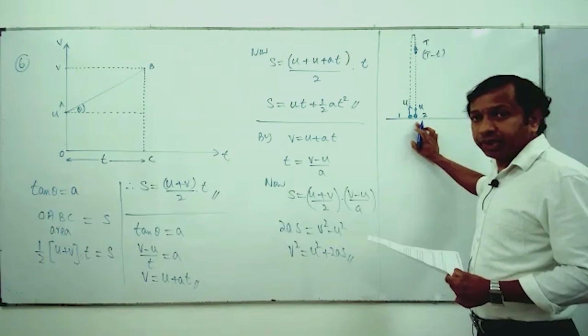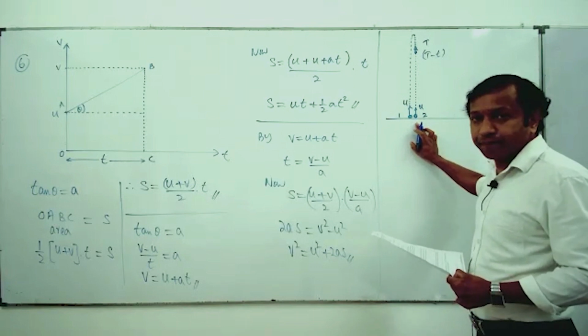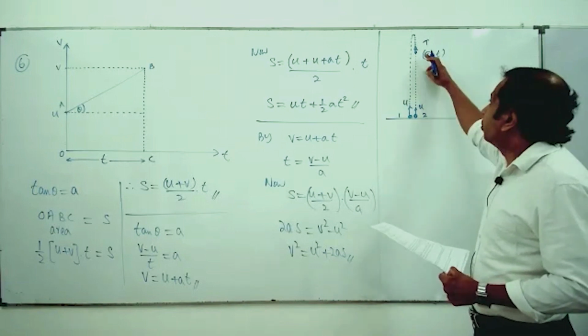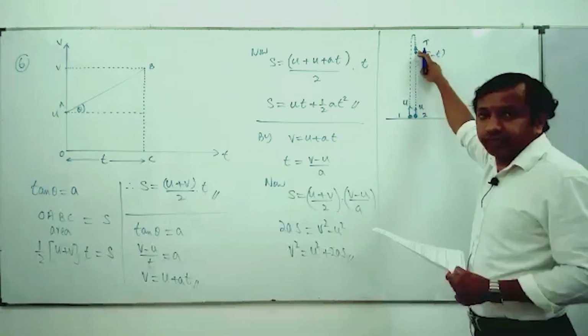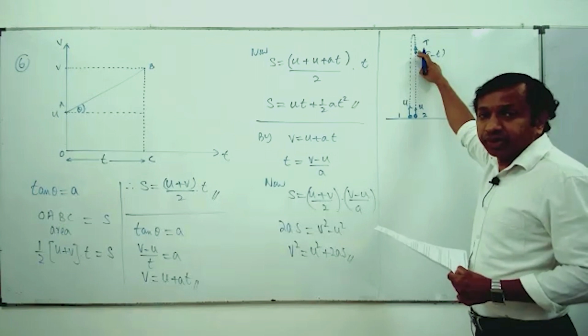Second particle projected 5 seconds later. Both particles collide at 10 seconds. Then you can see the first particle has taken 10 seconds for the collision. The second particle is projected 5 seconds later.